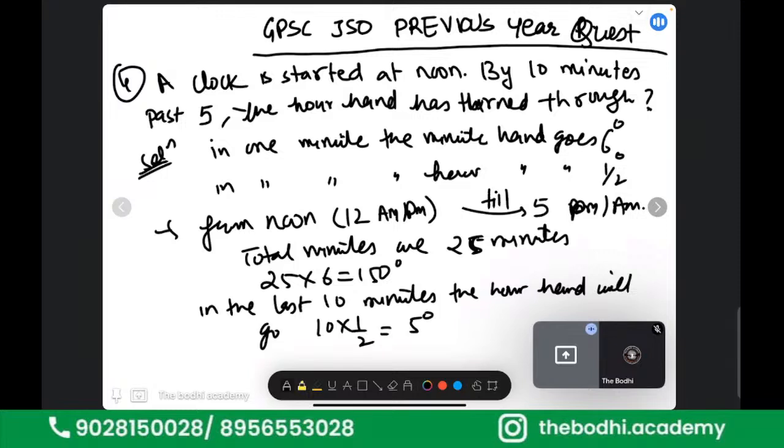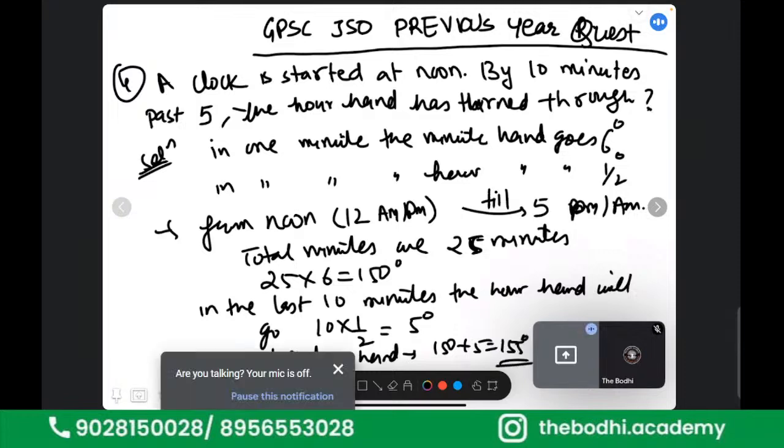Okay. So total the hour hand covered is 150 plus 5, that is 155 degree. That is the answer for your question number 4. So yeah, all these questions are taken from your previous year papers.